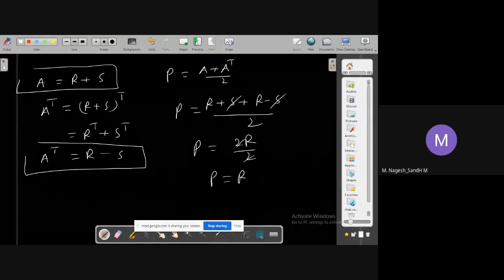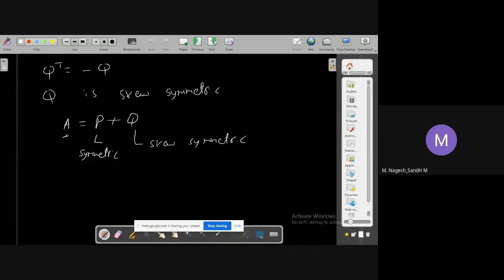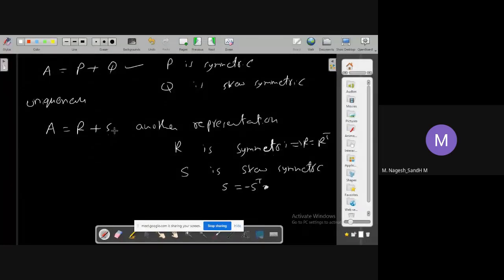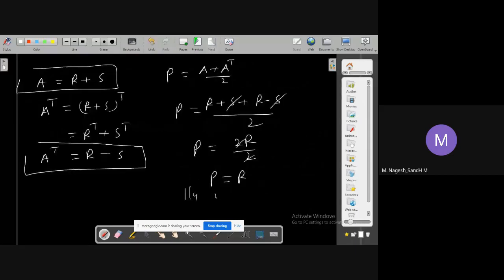So I said P plus Q, some boy is saying R plus S, but finally what I got? P equal to R. I am saying A equal to P plus Q, one of you says no, R plus S. P equal to what? R. Whatever you said, both are equal only. Similarly, we can prove Q is equal to S.